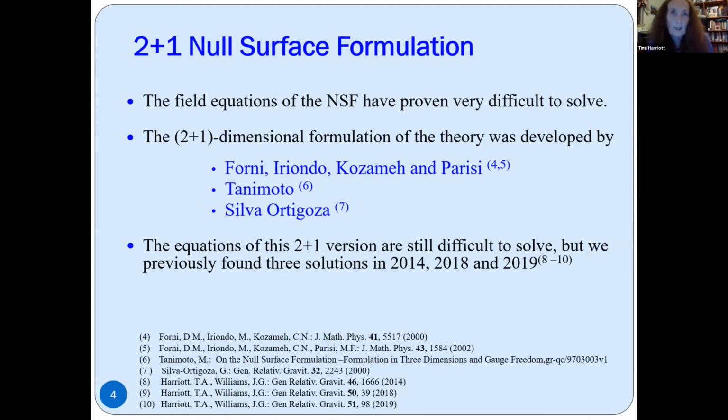One immediate problem with NSF was that the equations were extremely difficult to solve. In fact, there is no known solution of the 3+1 version. And so in 2000, a number of people, including a group led by Cosime, introduced the 2+1 version of the theory. However, this too proved extremely difficult to solve, with the first solution only being found in 2014. And since then, we found two subsequent solutions, and I'm presenting just the fourth known solution here today.